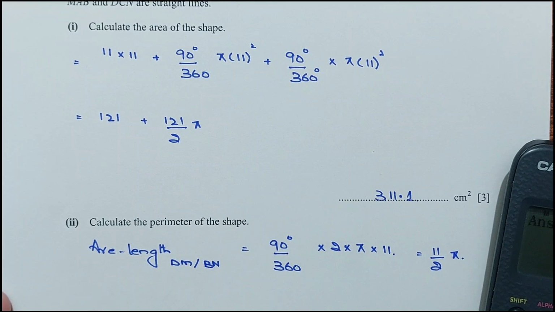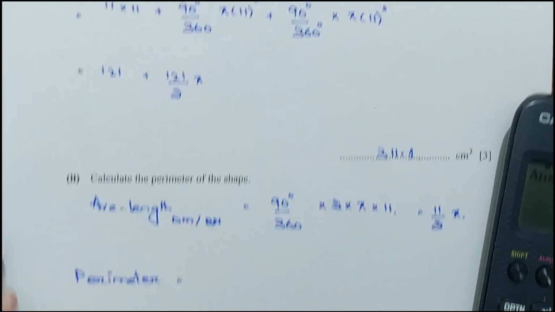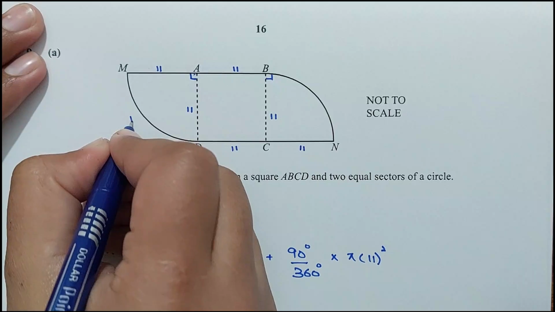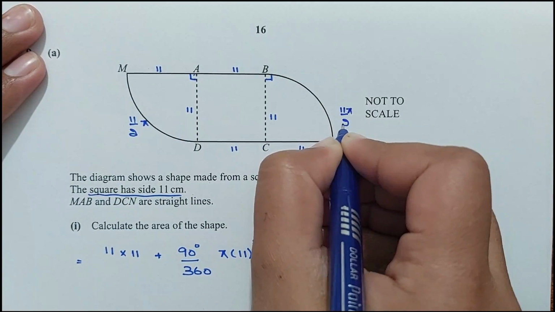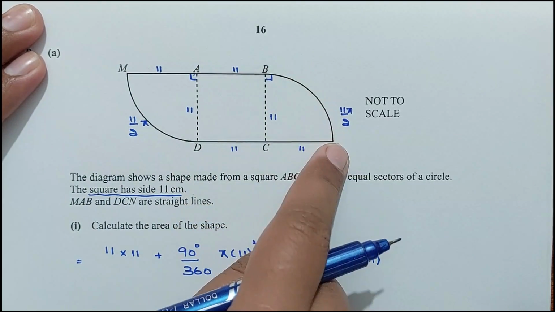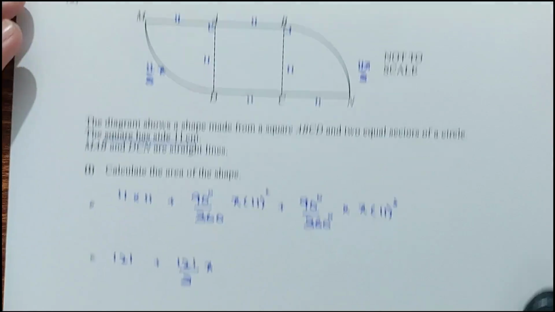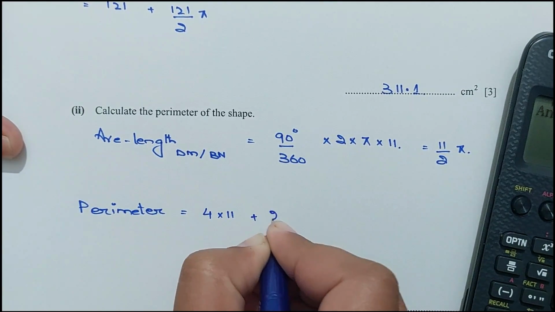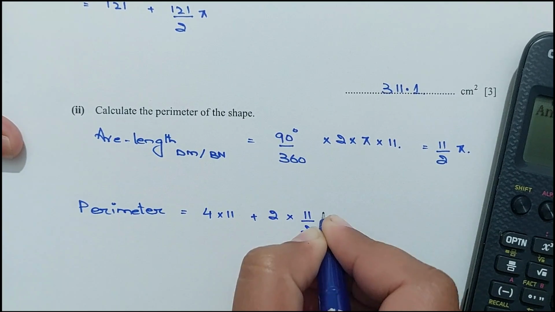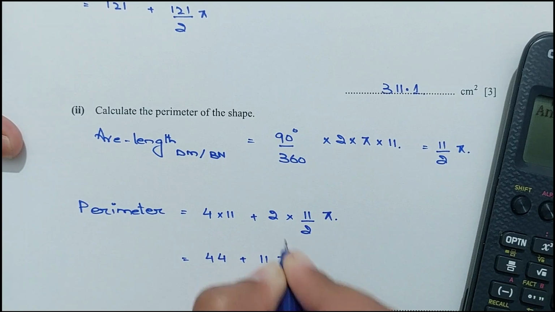So now the perimeter is, as you can see, this is 11 by 2 pi, this is also 11 by 2 pi, and the sides 11, 11, 11, 11. So 4 times 11 and 2 times 11 by 2 pi. This should be 44 and this should be 11 pi.